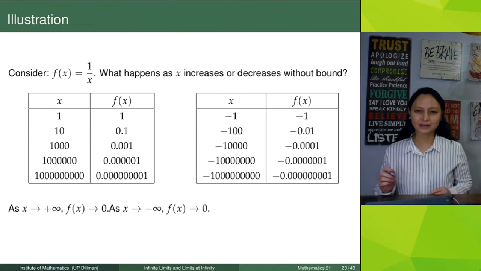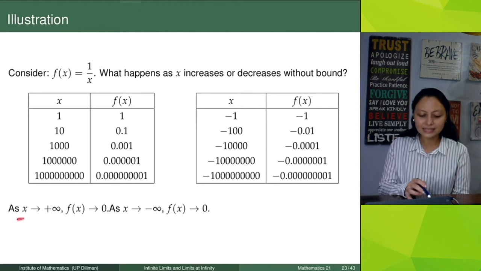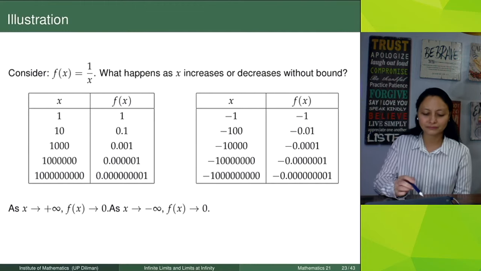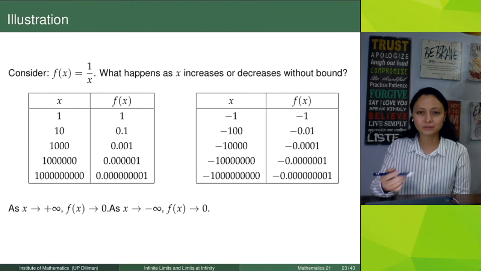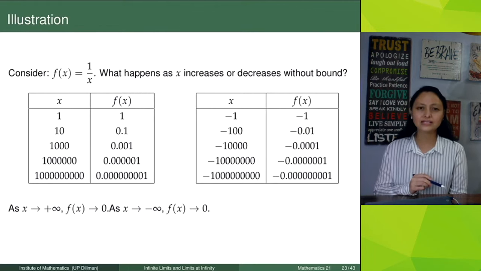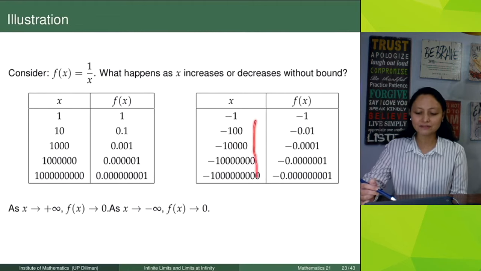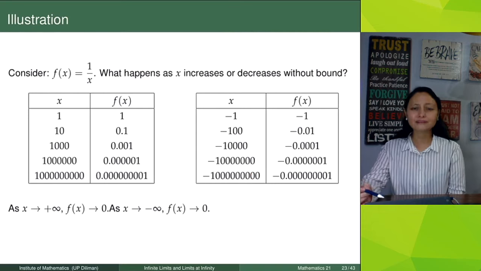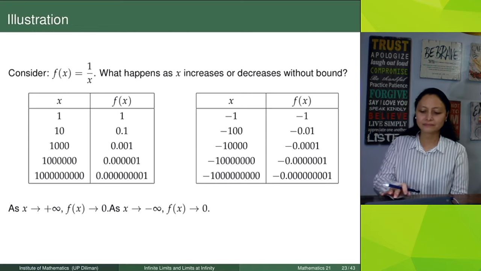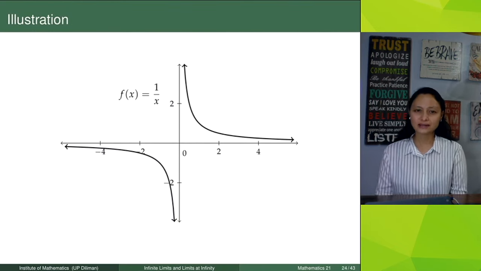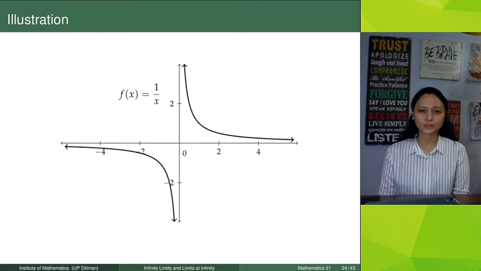So in rough symbols, we say that as x approaches positive infinity, f of x seems to approach 0. Palit ng palit yung value niya. Though hindi siya magiging 0, palapit lang ng palapit yung value niya sa 0. On the other hand, as x approaches negative infinity, the value of f of x is also approaching 0. Tama? Okay.